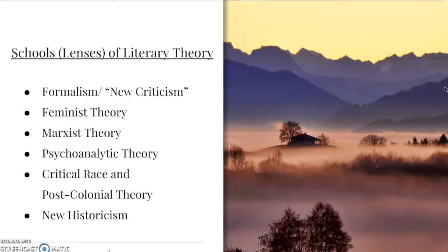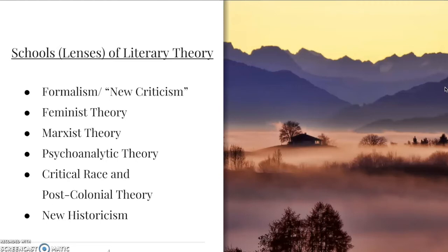Critical race and post-colonial theory are two of the newest lenses through which literary critics perform literary criticism. So you can imagine looking through a lens to analyze a work of literature to understand how elements of race and colonialism or post-colonialism could affect that work of literature and, more importantly, affect our analysis of that literature.